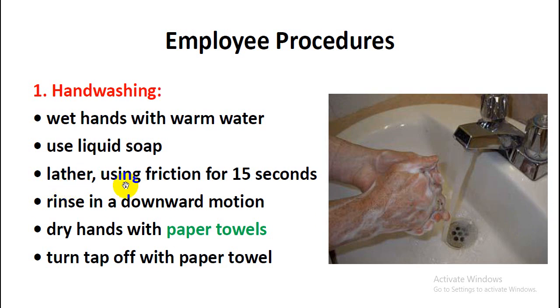Then you have to lather and apply more friction on your hands, especially in these areas. Look here, between your fingers and the top of your hand should be lathered well using water and soap. Don't forget to clean under your nails. Your nails are a very common place for germs to hide. Germs, parasites, and other types of organisms can really find a place here.